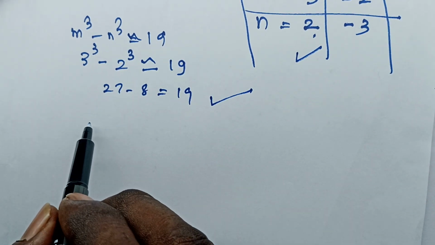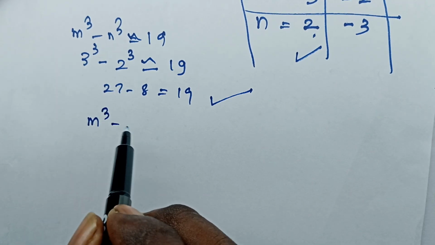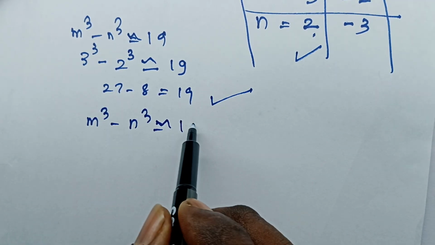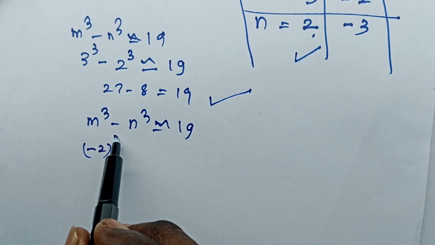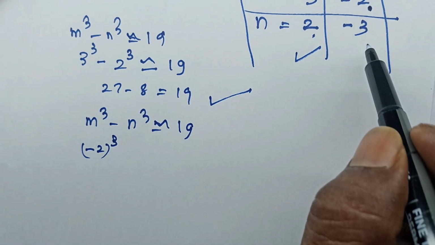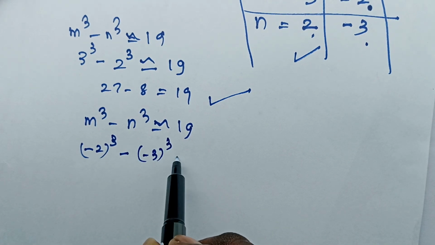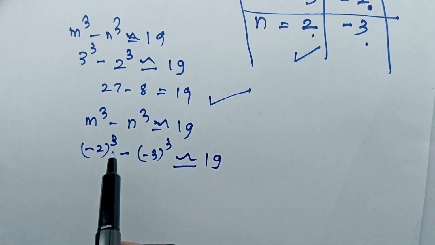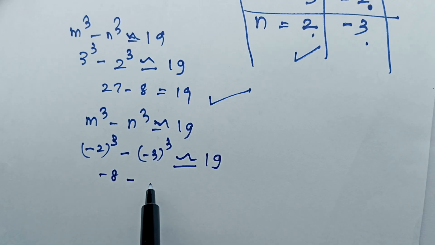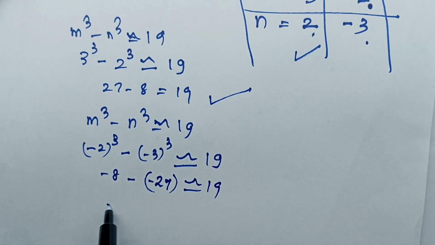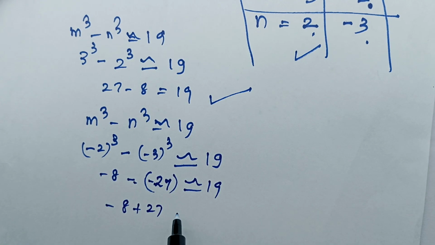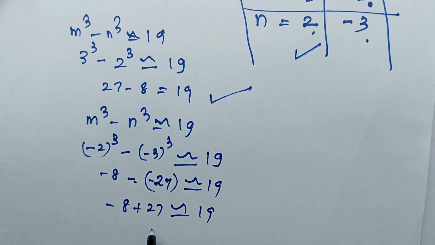And another one is m cube minus n cube equal to 19. Minus 2 cube minus minus 3 cube equal to 19. Minus 2 cube is minus 8, minus minus 27. Minus 8 plus 27. So 19 equal to 19.